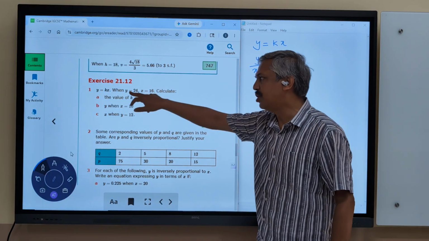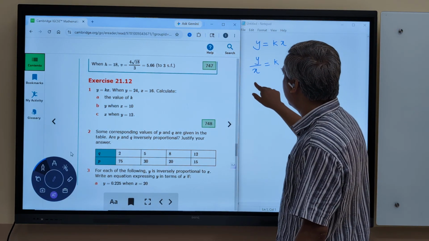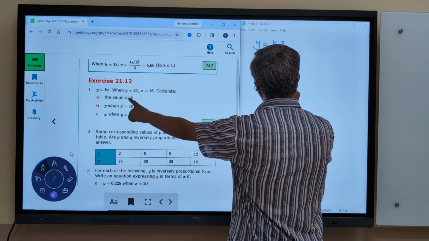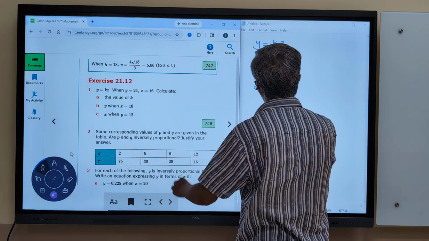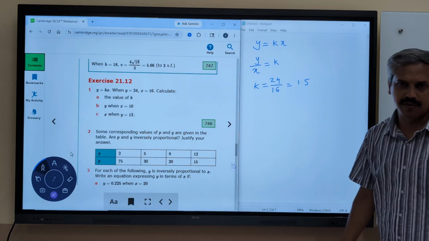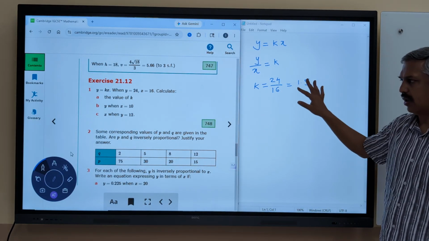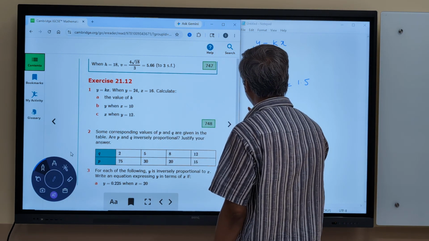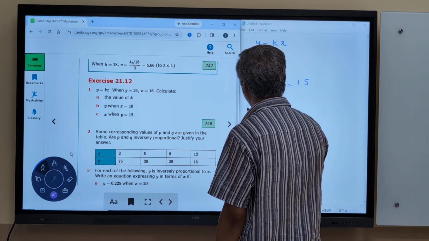Now we have been given the initial values. So we find out k is equal to y upon x. What is the value of y? 24 upon x is 16. This is equal to 3 by 2, meaning it is 1.5. So we get the value of k. And after knowing the value of k, we will find out other values. So this is a, finding the value of k.